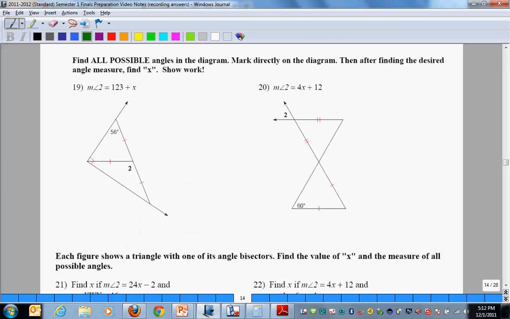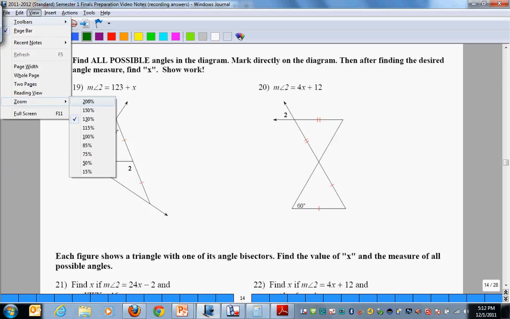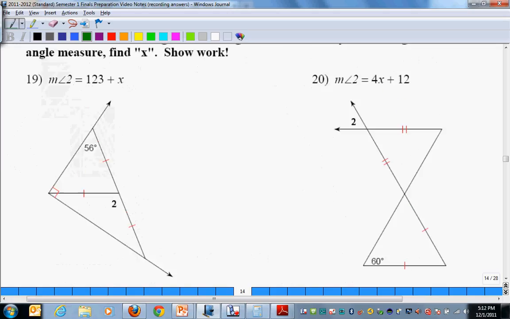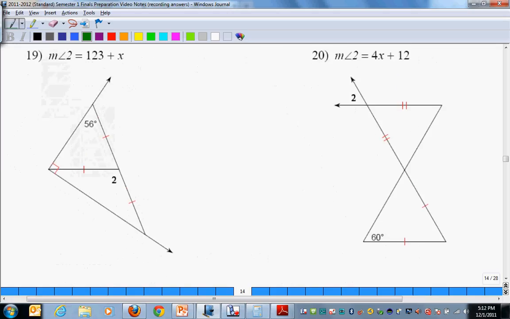Number 19, we want to find all possible angles in the diagram marked directly. After finding the desired angle measures, find x. So take a look at 19. When you have two equal sides, you automatically have two equal angles. So if we follow those arrows, we know this right here also has to be 56.